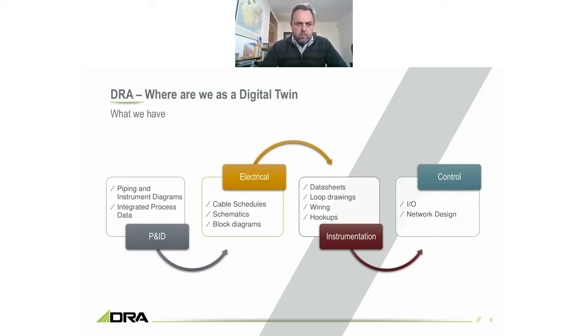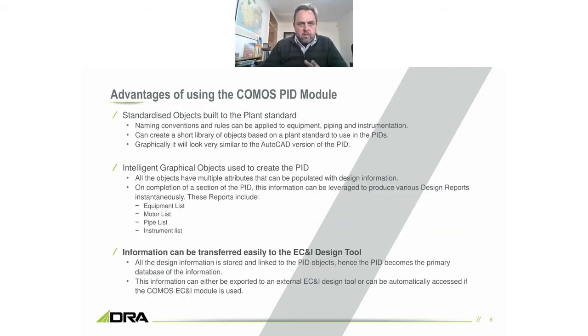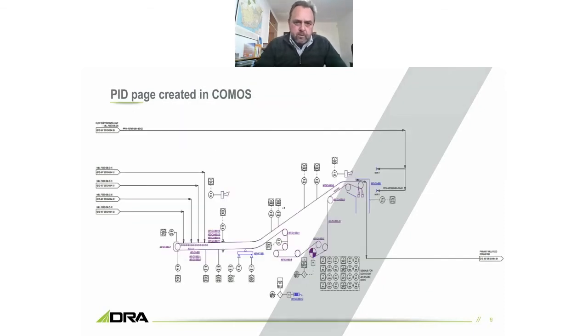We find all these tools drive from instrumentation, and we're certainly already using them for generating data sheets, loop drawings, wiring drawings, hookups, etc. And we've started pushing it into the control space, using it for IO counts, IO assignments, network drawings. I'm going to leave this on the slides for your reference, but in the interest of time, I'm going to talk over them. But this is an example of one of the many P&IDs we've done using the tools.